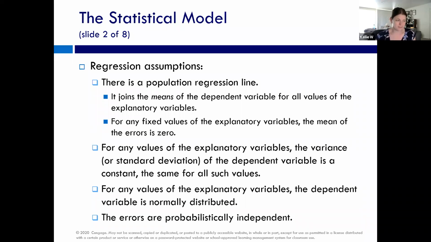So in a regression, we assume that there is a population regression line. What that means is the population regression line joins the means of the dependent variable for all values of the explanatory variables. And for any fixed values of the explanatory variables, the mean of the errors is 0.